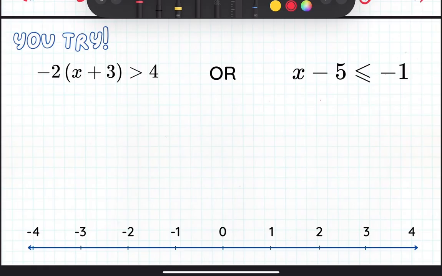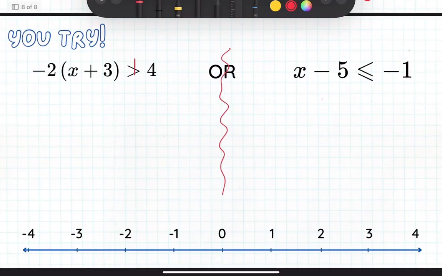So try this last problem, and when you're ready, unpause the video and let's work on it together. Remember that these are two separate equations because it has an OR, so let's solve them individually. Let's place our lines.